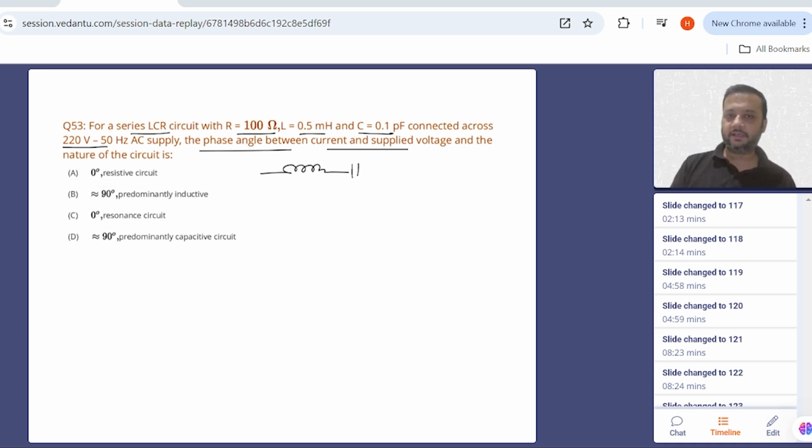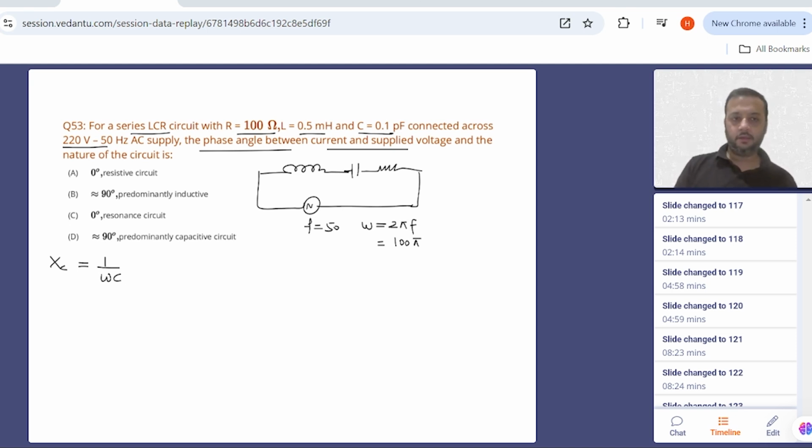So if you draw the circuit, it is an LCR circuit, and if you find the capacitive reactance XC, so we know that XC is given by 1 by omega C. Frequency of the source is 50 hertz, which means omega will be 2 pi into f. Hence, this omega becomes 100 pi. So XC is 1 by omega C, which can be written as 100 pi into capacitance, which is 0.1 picofarad. Pico is 10 to the power minus 12.